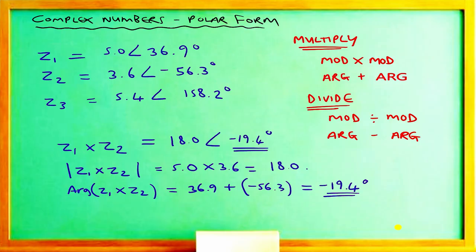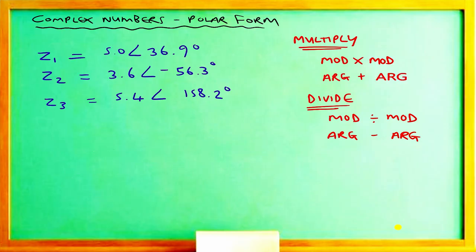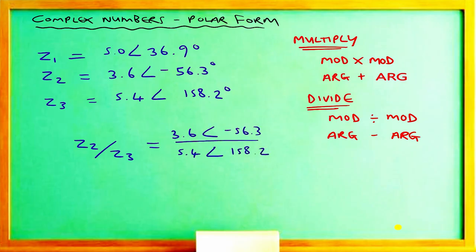Let's look at another example, except this time we're going to do a division. So this time let's do z2 divided by z3. If we do z2 divided by z3, in effect what we have is 3.6 at an angle of minus 56.3 divided by 5.4 at an angle of 158.2. Both of these angles are in degrees this time. We need to divide the modulus. So the modulus of z2 over z3 is 3.6 over 5.4, which equals 0.67. And for the angle, we need to subtract 158.2 from minus 56.3.